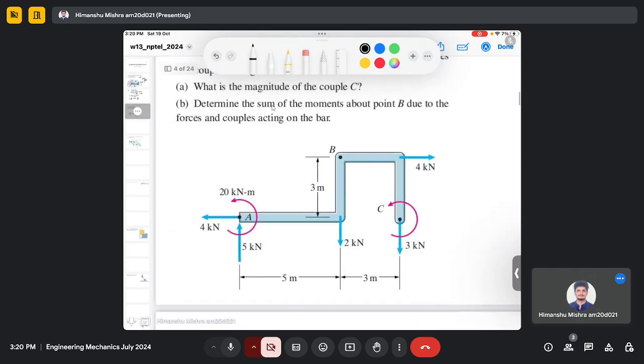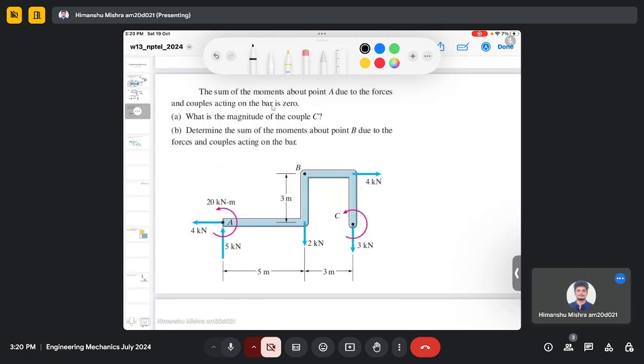So it's a similar problem here. In this problem the sum of movements about point A due to the forces and couples acting on the bar is 0. What is the magnitude of the couple C? Then determine the sum of movement about point B due to the forces and couples acting on the bar.